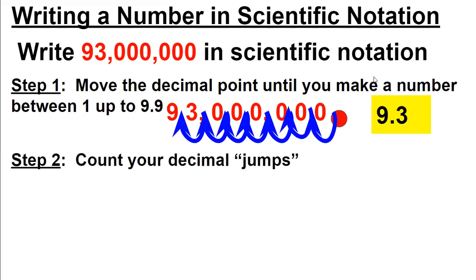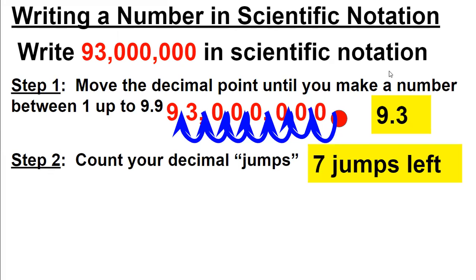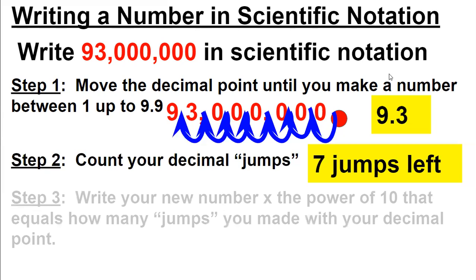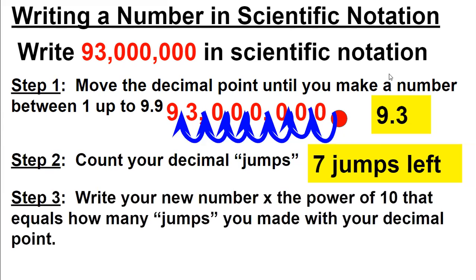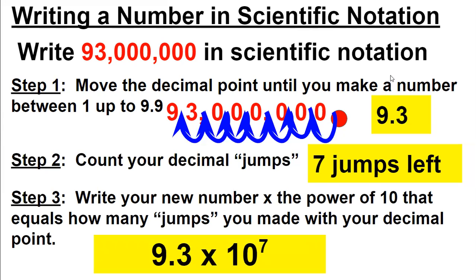Step 2 is to count your decimal jumps. Well, how many decimal jumps did we do? We did 1, 2, 3, 4, 5, 6, 7, right? We went 7 jumps to the left. So that's going to become our power of 10. Step 3 is write your new number times the power of 10 that equals how many jumps you made with your decimal point. So our final answer would be 9.3 times 10 to the 7th power.